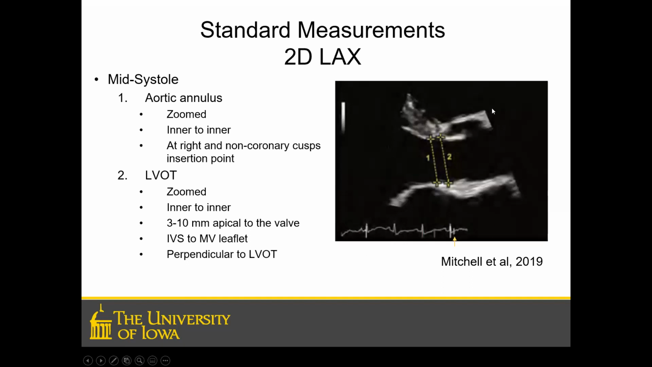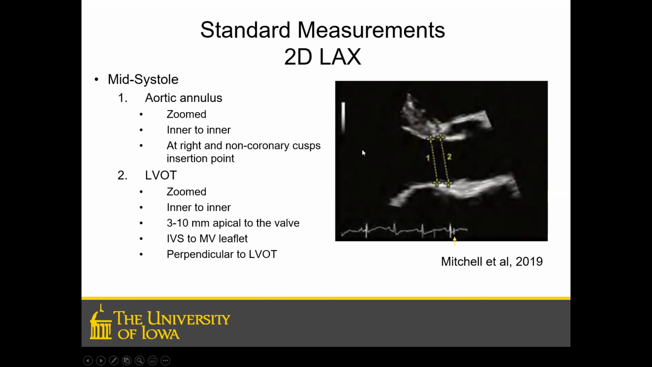We try to zoom on these and notice we're mid-systole, halfway between the QRS and the T wave. So you want to look on the EKG, make sure the timing is right. And these measurements are done inner to inner. So here's the annulus, and the LVOT is anywhere from 3 to 10 millimeters apical to the annulus.